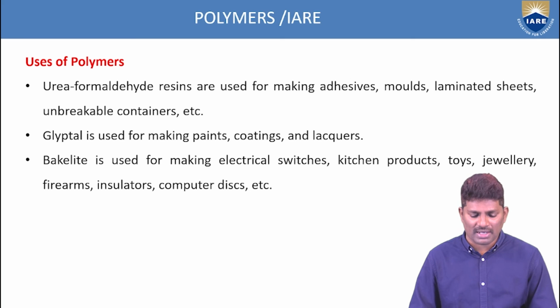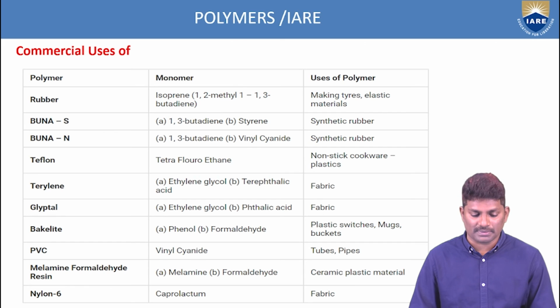So like that, you have bakelite for making electrical switches. What are the electrical switches we are using? These electrical switches can be prepared with bakelite, and also kitchen products, toys, insulators, computer discs. All these things are manufactured with the help of bakelite. So that's why, if you want to know the material for any type of application, first we have to know the properties. The properties come under chemical and physical properties, and the structure inside the material. If you know all these things, then it is very easy for us to select the particular material for any type of application.